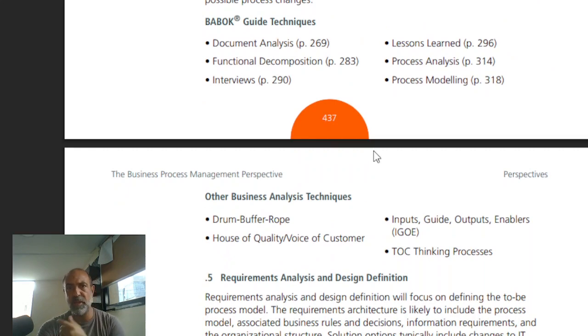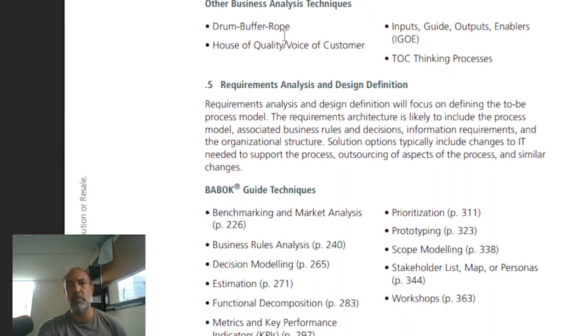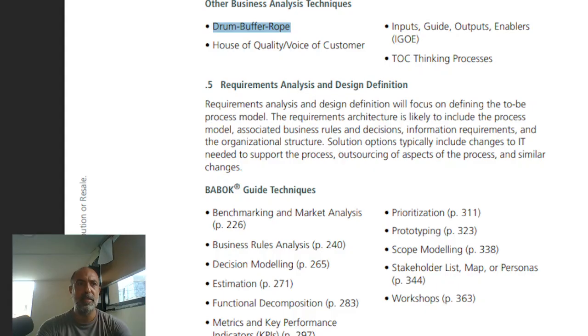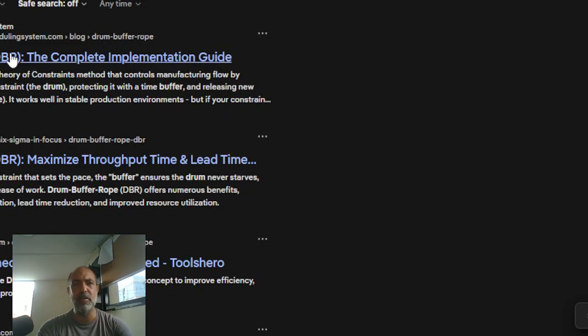What are the techniques? Document analysis, functional decomposition, interviews, lessons learned, process analysis, process modeling. The other one, drum, buffer, rope. Let's Google that one. It's the second time I see it. I know about the buffer. I'm looking at the drum and the rope, and I feel like there's a drum that anchors everything, and there's a rope.